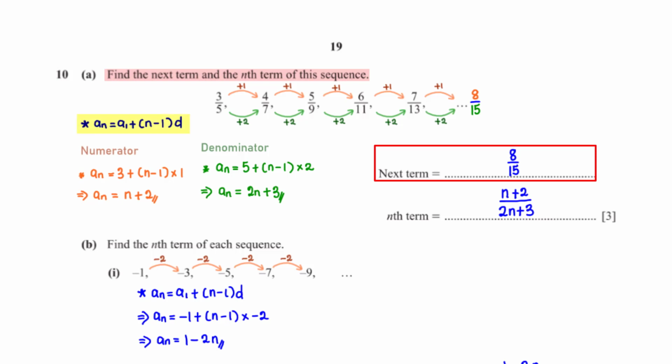The terms in the numerator and denominator are increasing by a constant value. So we can use this formula to get the nth term for the numerator and for the denominator. For the numerator, A1, which is the first term, is 3, and D, which is the common difference, is 1. When we expand the brackets and simplify, we get n plus 2. For the denominator, A1, which is the first term, is 5, and D, which is the common difference, is 2. When we expand the brackets and simplify, we get 2n plus 3. So we have n plus 2 over 2n plus 3.